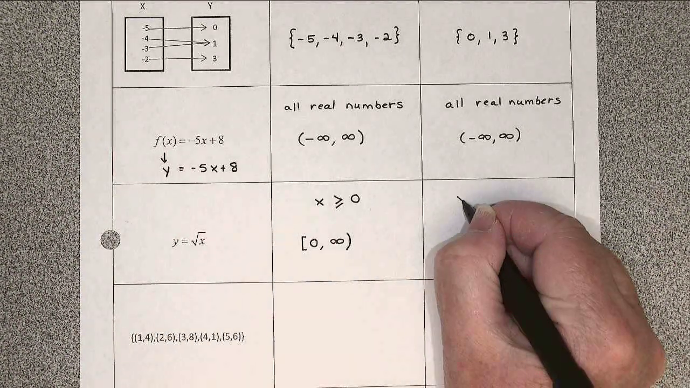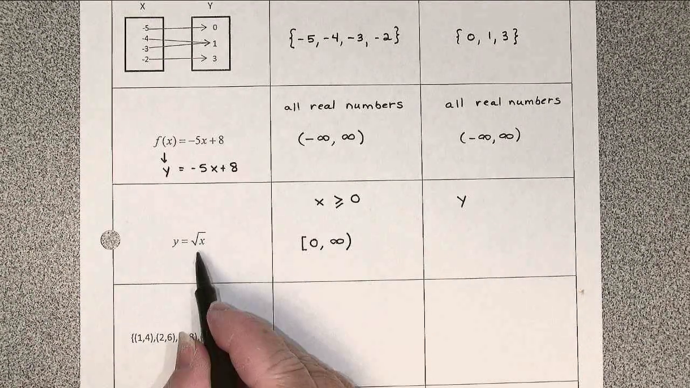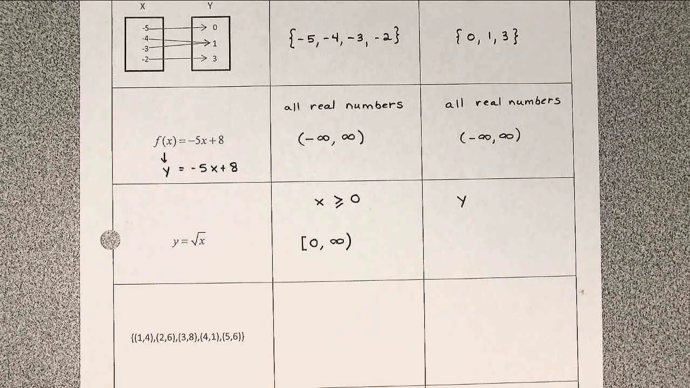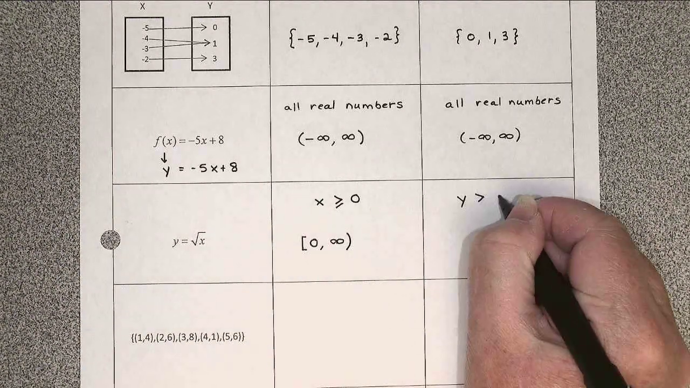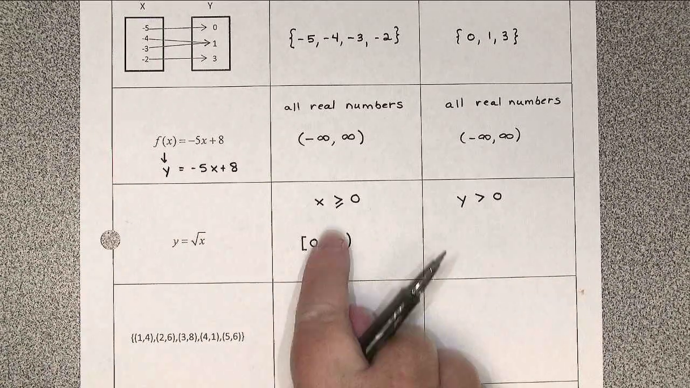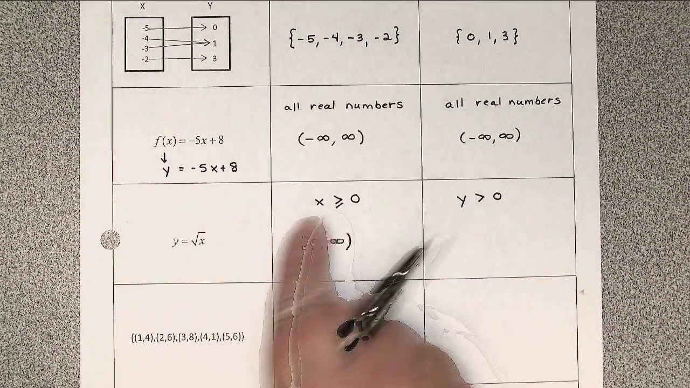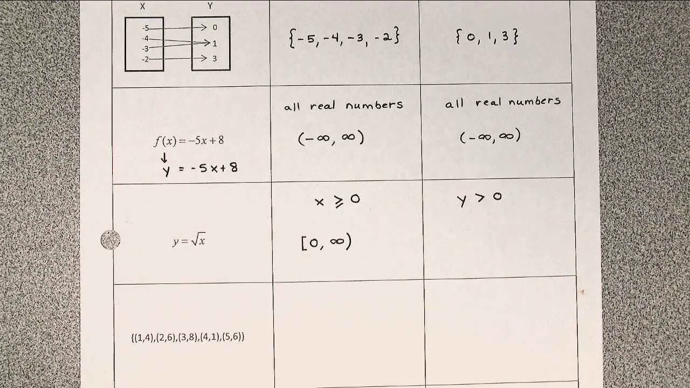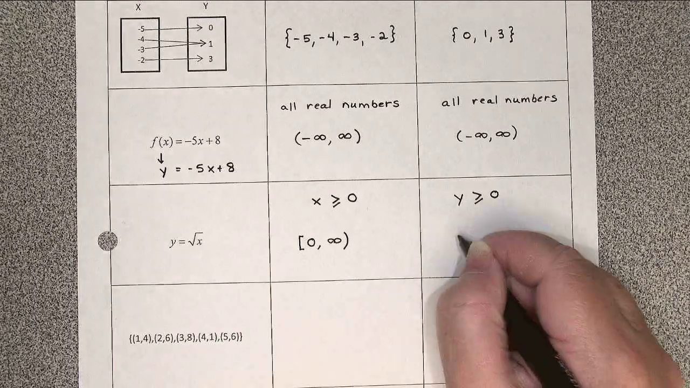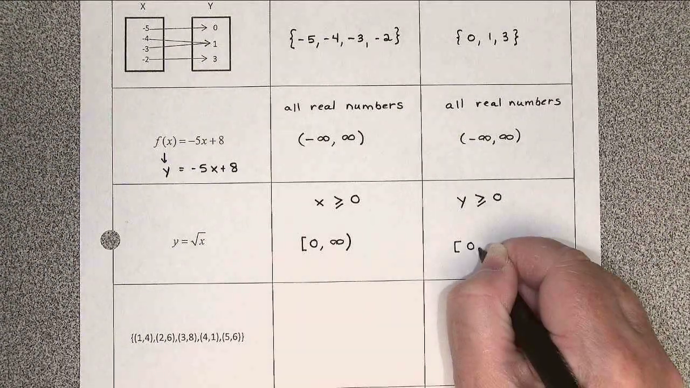What about the range? What about the y values? Well, when you take the square root of a number, you always get a positive answer. The square root of 9 is 3. The square root of 16 is 4, and so on. So I think y is also positive. And kind of the same argument as before. If I did let x equal 0, then y would be the square root of 0, which is also 0. So we'll include the 0 here as well. And my range also goes from 0 to infinity.